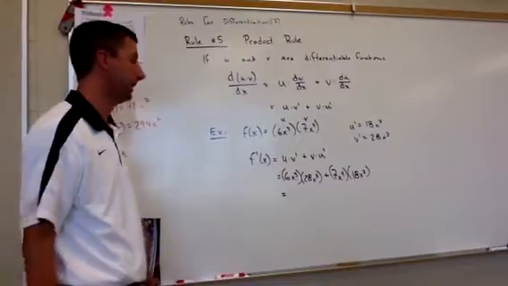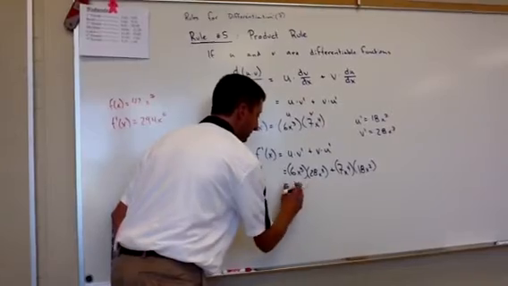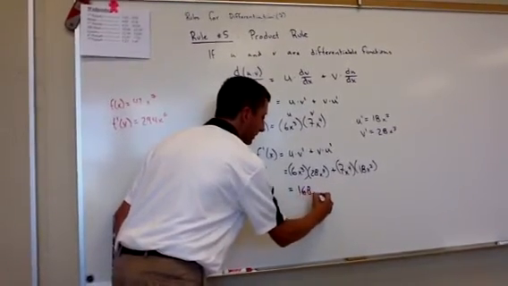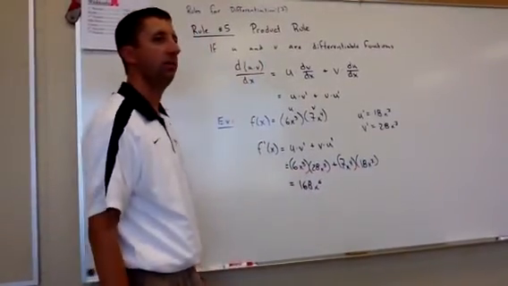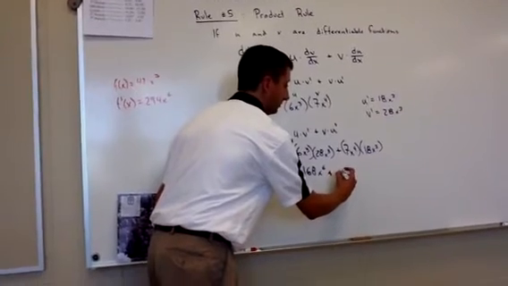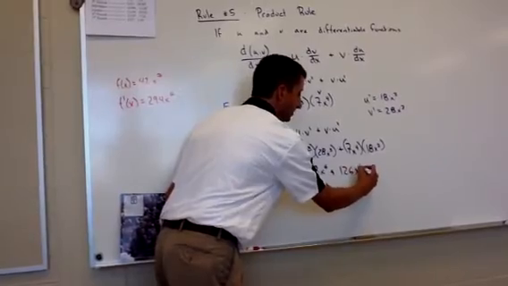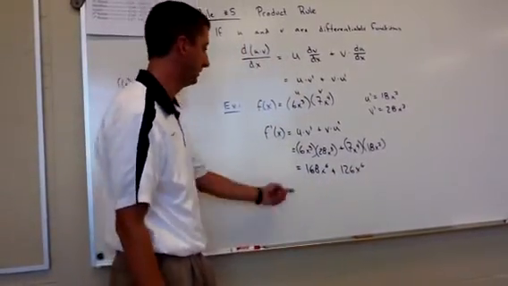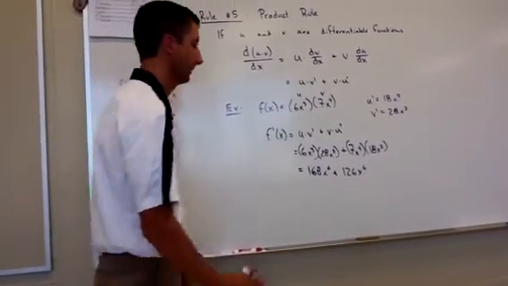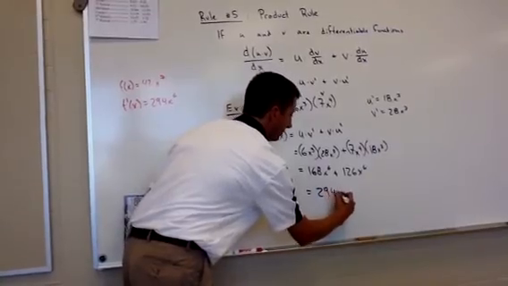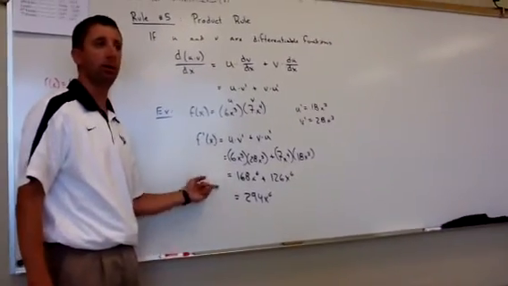6 times 28 is going to give me 168x to the 6th. 7 times 18 is going to give me 126x to the 6th. Add those together, and I'm hoping that equals 294. It does. Okay? So you see how this works.